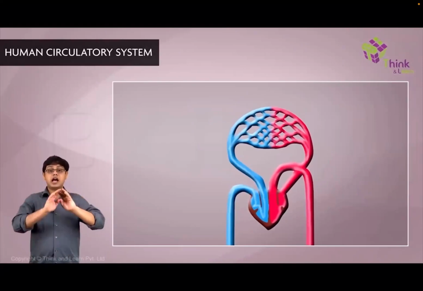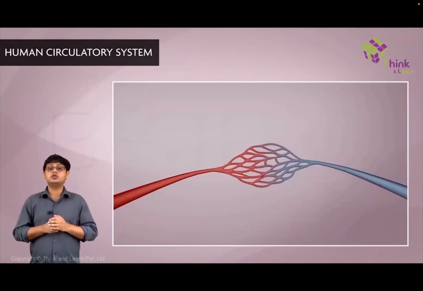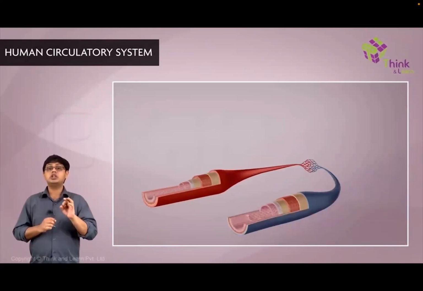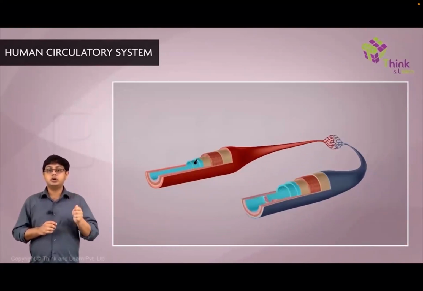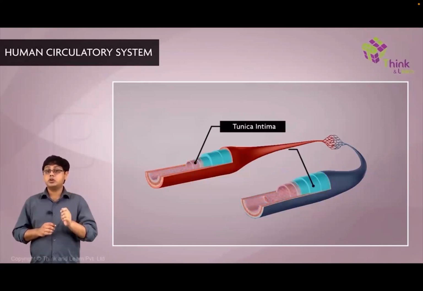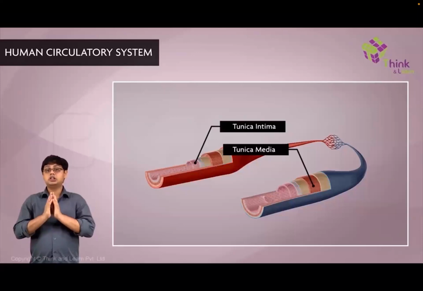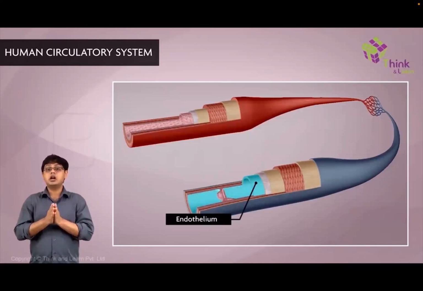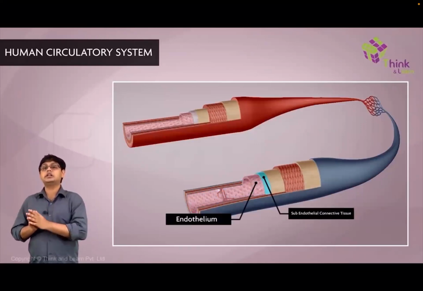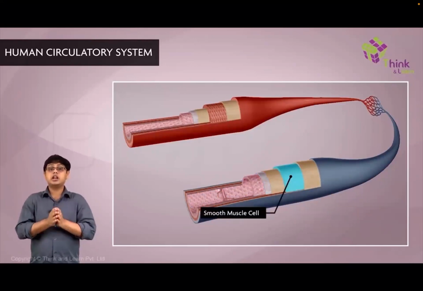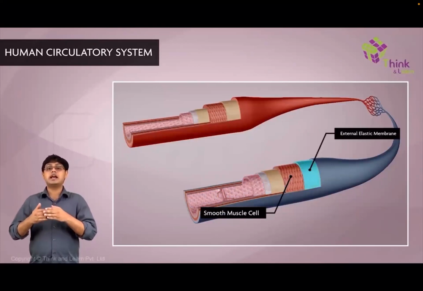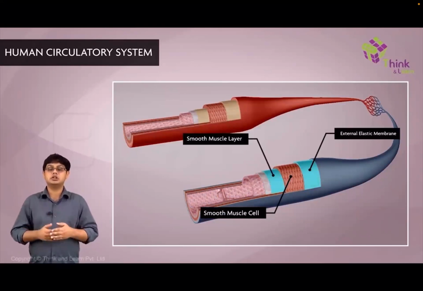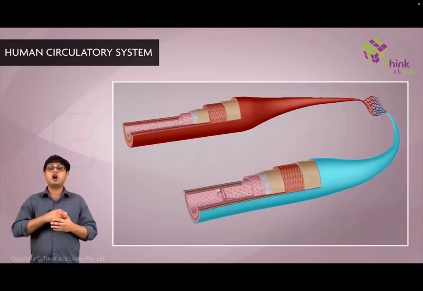Now, just take this part and zoom in to take a look at the structure of each of these vessels. All of these vessels have three main layers that make up their walls. Tunica intima, that is the inner layer, tunica media, the middle layer, and tunica externa, the outer layer. The tunica intima is made up of endothelium as well as some subendothelial connective tissue. The tunica media is made up of smooth muscle cells arranged in concentric pattern which lies in between the external elastic membrane and the smooth muscle layer. The tunica externa is made up of longitudinally arranged fibers of collagen.